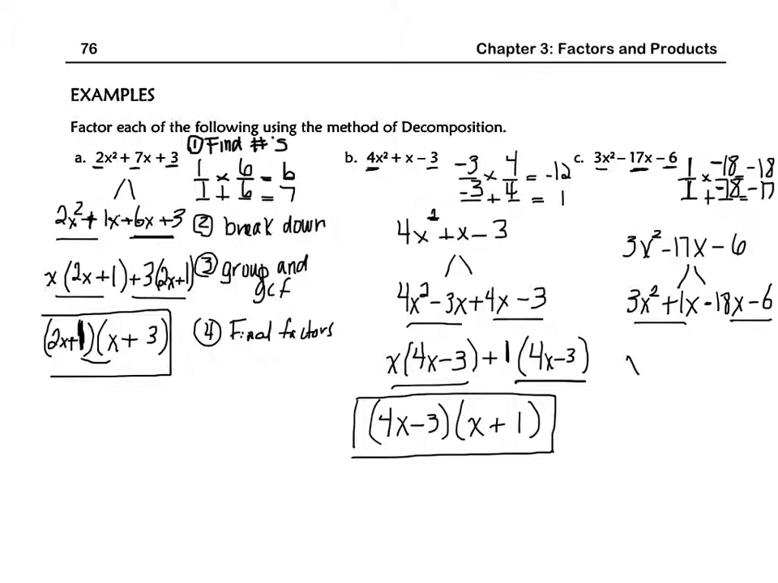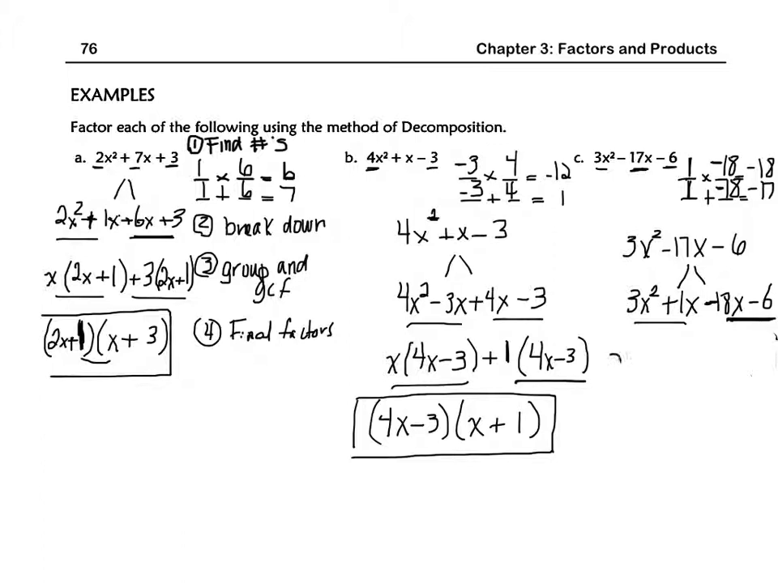Now the GCF of the first group would be x outside of 3x plus 1. And the GCF of these two, 18 and 6: if the second group has a negative in the first term, even if it's not in both, you should always take that negative out. So this would be negative 6 outside of 3x plus 1. I'll see if I can erase that and write it out a little bit better so that you can see it.